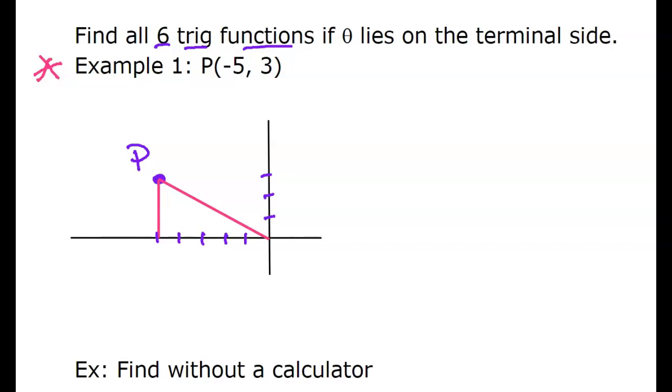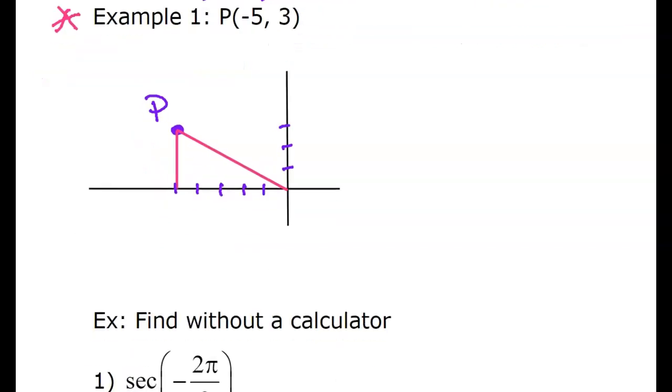So I need to find my six trigonometric functions. I right now have absolutely no values drawn on this triangle. What values can I draw on this triangle? Yep, we know that this is a 90-degree angle right there.